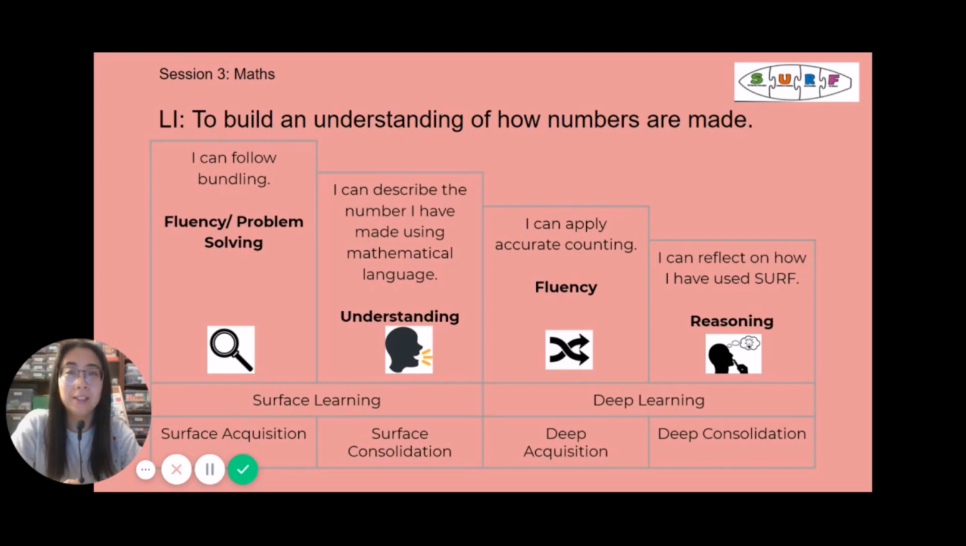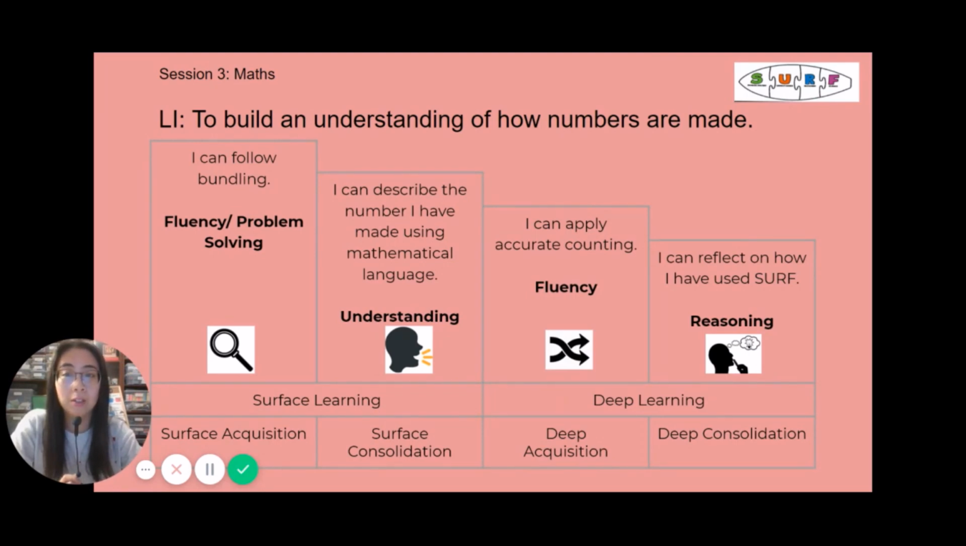Our learning intention today is to build an understanding of how numbers are made. Success criteria: I can follow bundling. I can describe the numbers I have made using mathematical language. I can apply accurate counting, and I can reflect on how I have used SURF.